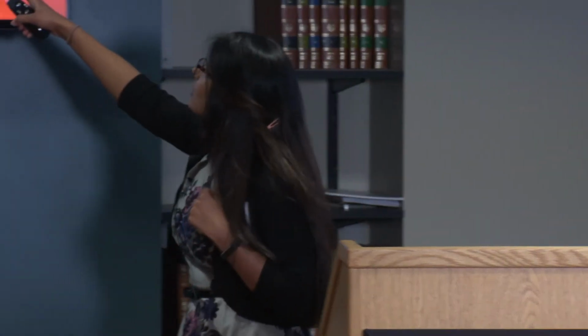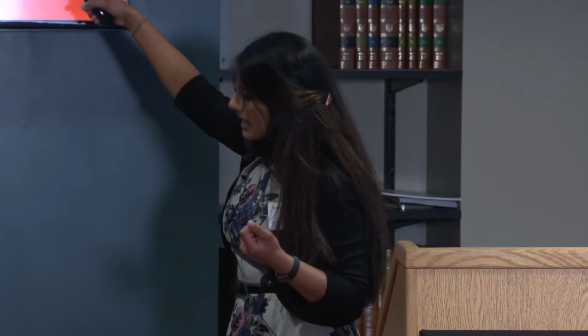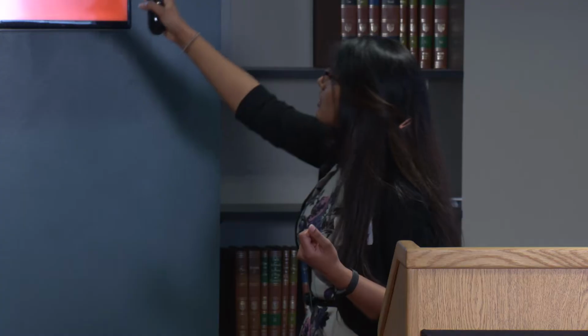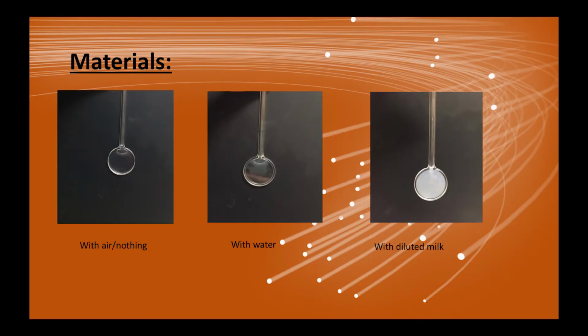And if you notice here, there is an arrow that indicates that I can rotate this mount with respect to the material. Now those are my materials, so that is my material holder. That would be air, water, and diluted milk. Although the first two look pretty similar, I assure you they're not. I didn't use the same picture.